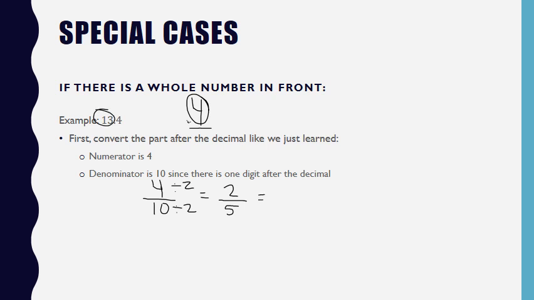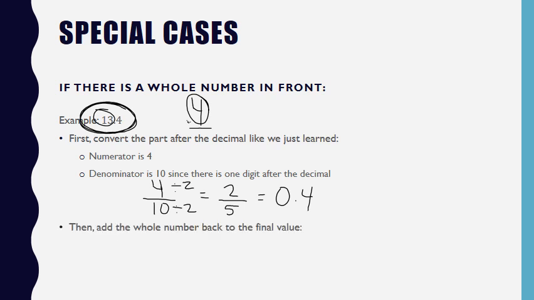2/5 is equal to 0.4. We're being asked what is 13.4. So the last thing we're going to do is we're going to add the whole number back to the final value. So 13 plus the 2/5 that we got in the last part of the problem. Well, good news for you, when you add a whole number with a fraction, you just put them together and that's your final answer. So our final answer here is just going to be 13 2/5.